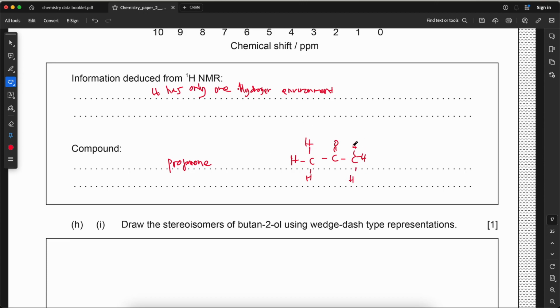So this would be C3H6O, which is 58, and it's symmetrical. So this one just now is 43, and this one is 15.